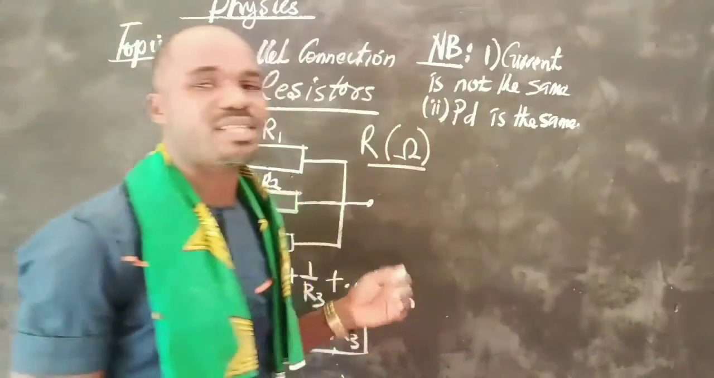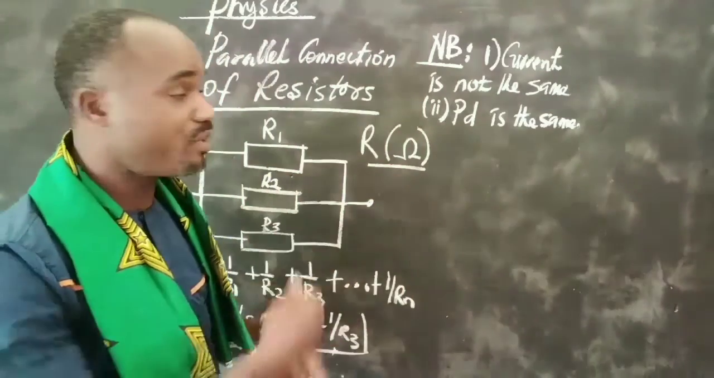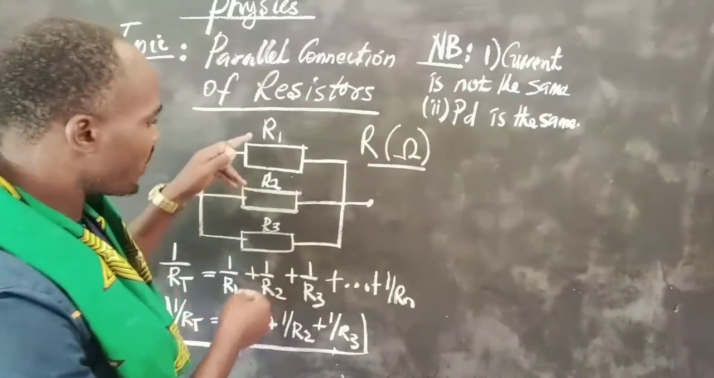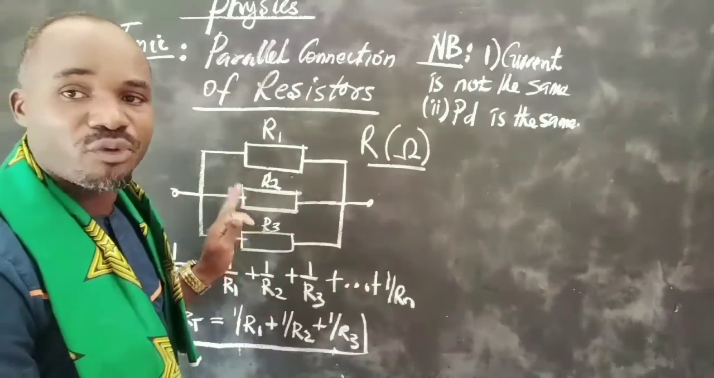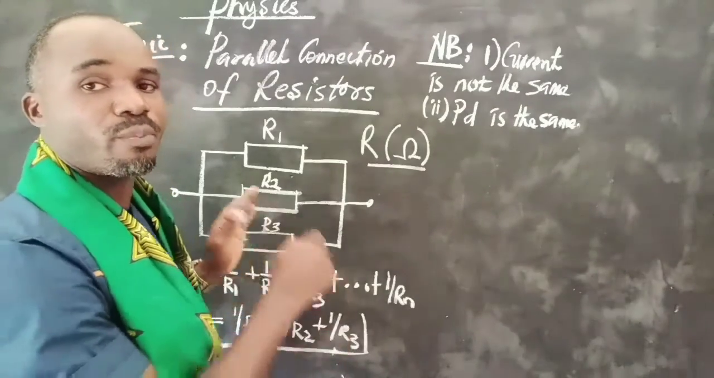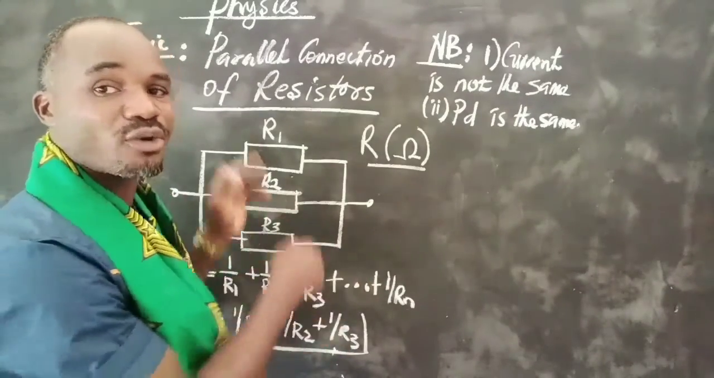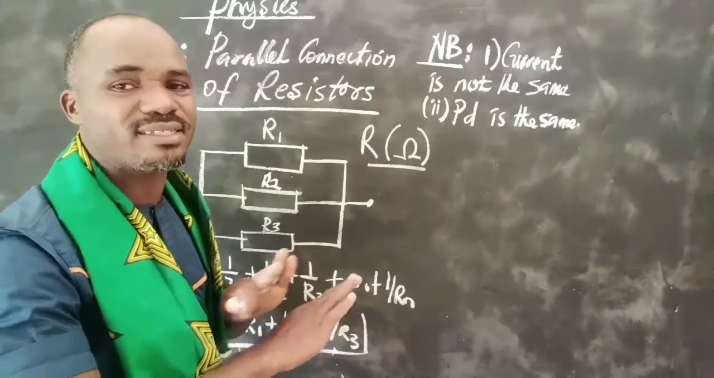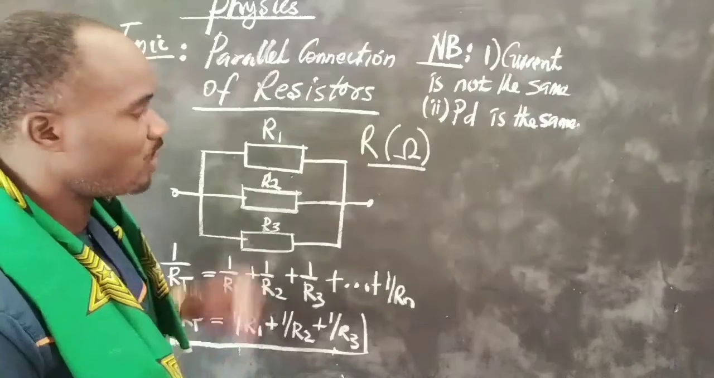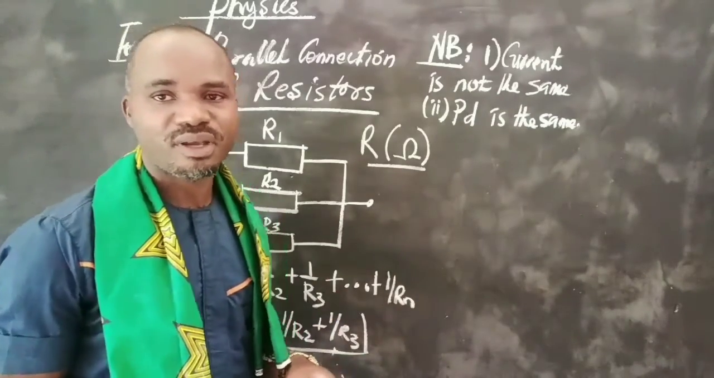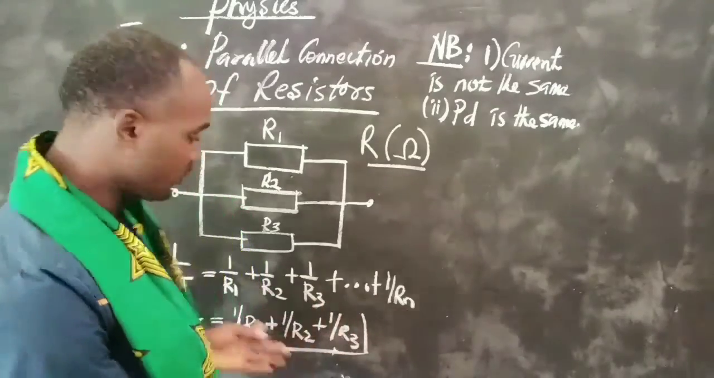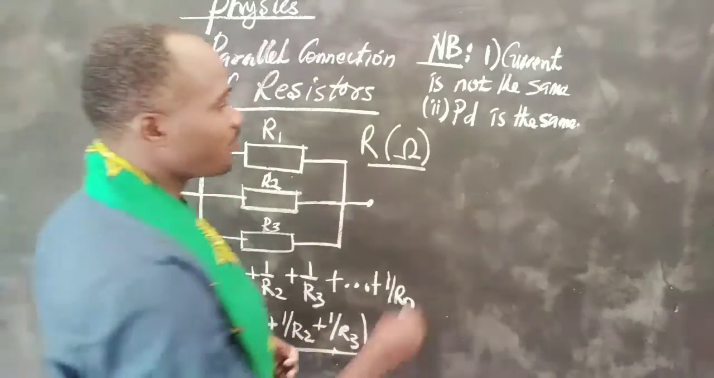What this simply means is that current flowing through each of these resistors connected in parallel is not the same. But the potential difference, PD, across each of them is quite the same. That is it. Having said that, we look at a simple exercise that will help us understand how to apply this formula.